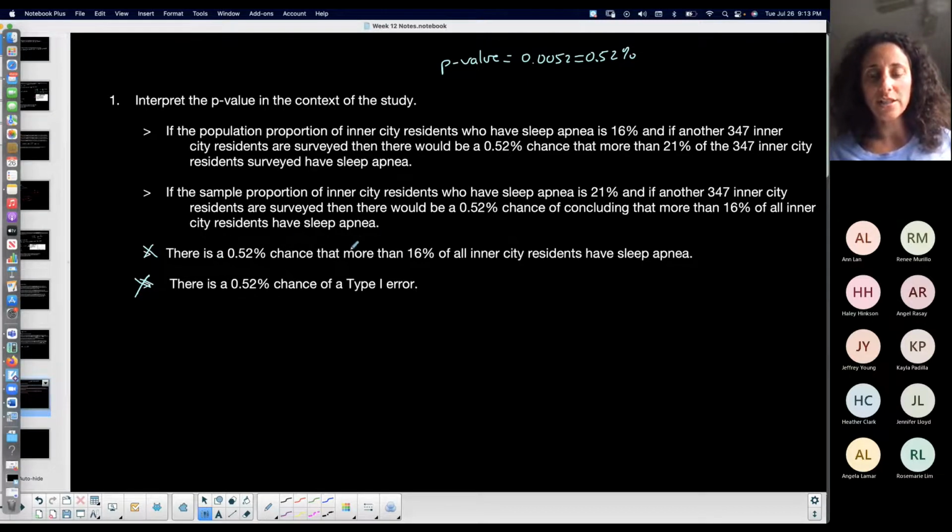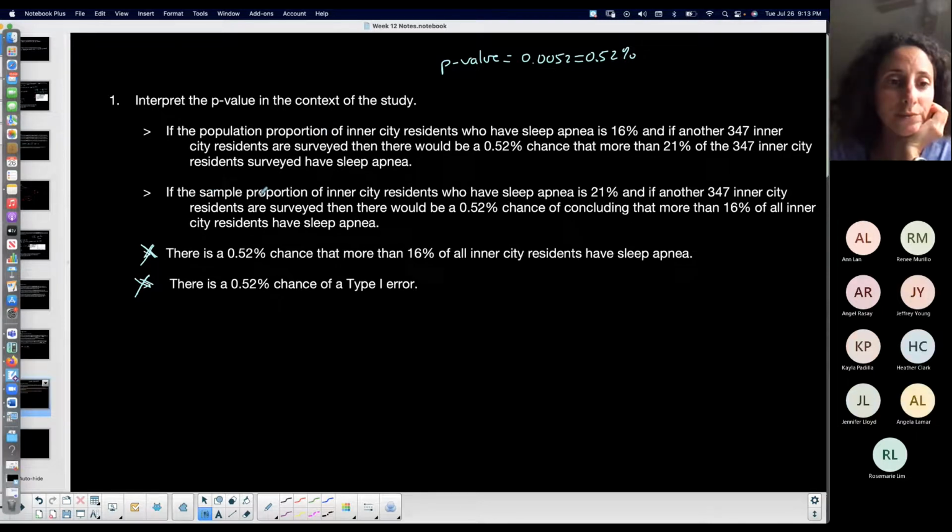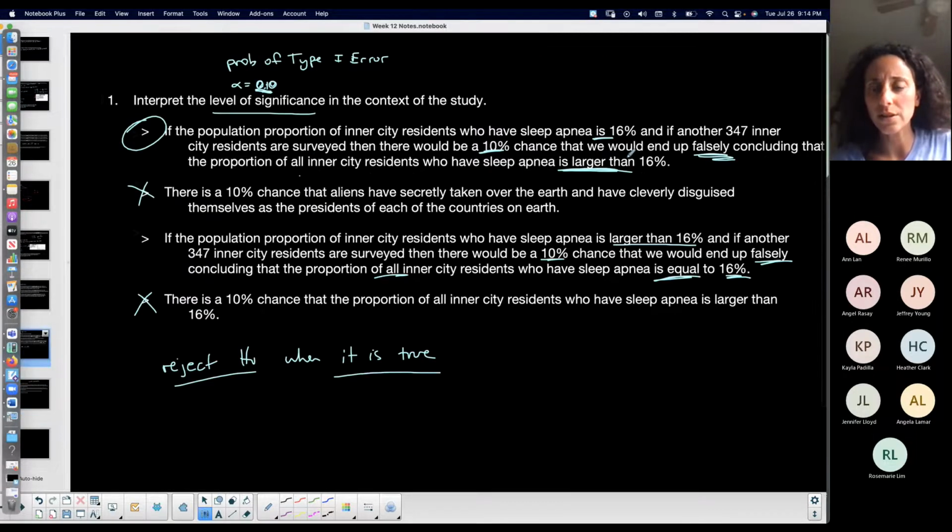There's a 0.52% chance that more than 16%. It's not as simple as that. Now, let's look at the two that are possible, and we have to get rid of the one that is wrong. And if you notice, a lot of this is very similar. This says if the population proportion, this is if the sample proportion. So off the bat, there's something that varies. Just like here, these little words change things.